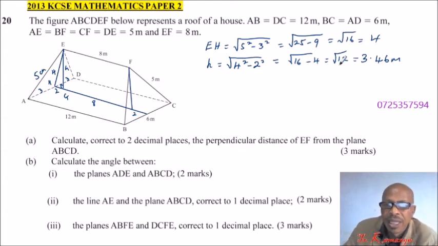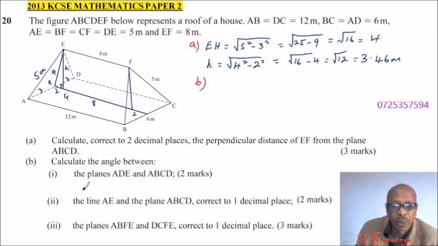The second part, part B. We just use this diagram. Calculate the angle between the planes ADE and ABCD. Where is our ADE? This is ADE and ABCD. So the angle between these two planes is actually this angle here. And since we have these measurements, we can say cosine is adjacent over hypotenuse, so the cosine of theta is equal to adjacent, which is 2, divided by 4, which is equal to a half.